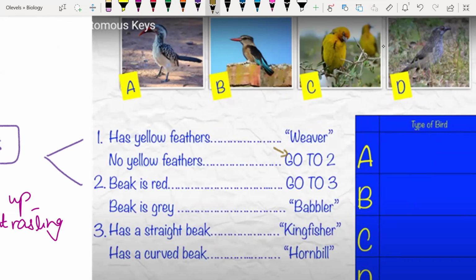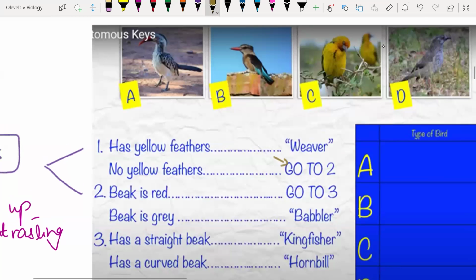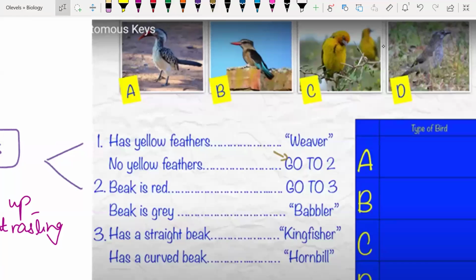Is that so, Vanya? Yes, ma'am. Okay, so key number two says beak is red. If the beak is red, you have to go to three, and if the beak is gray, then that's a babbler. In this case, the beak is red, so I have to go to key number three. If it has a straight beak, then it is a kingfisher, and if it has a curved beak, then it's a hornbill.